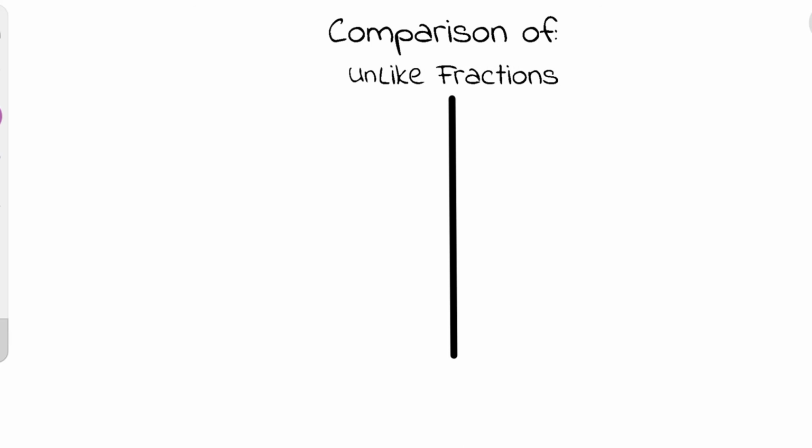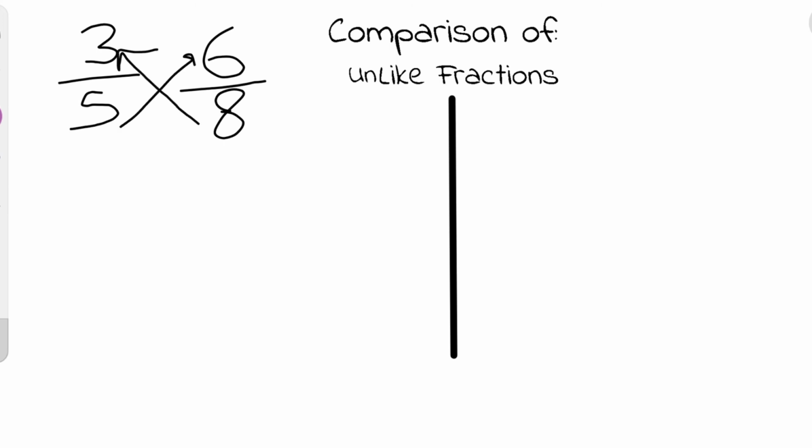Now next comes the comparison of unlike fractions. For this we have two methods. The first method is the cross multiplication method. Let's see how it works. For example, we have two unlike fractions, that is 3 by 5 and 6 by 8. Now in the cross multiplication method, we multiply them cross in this way.